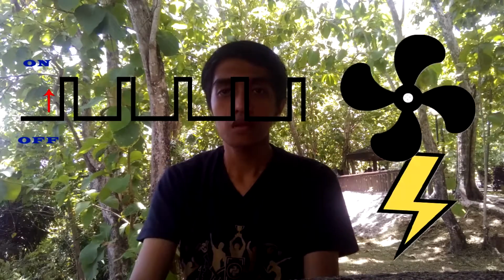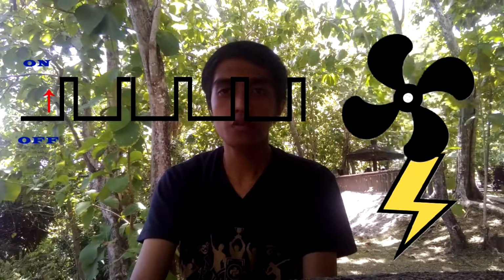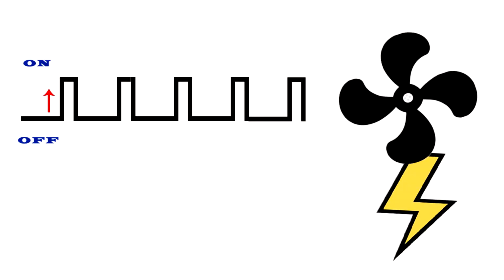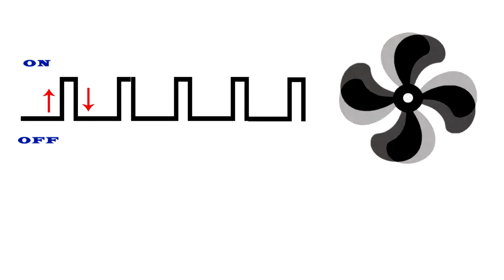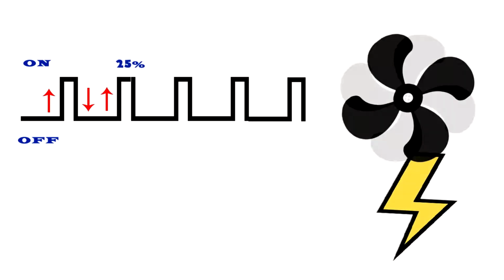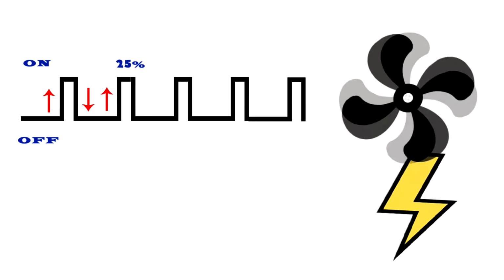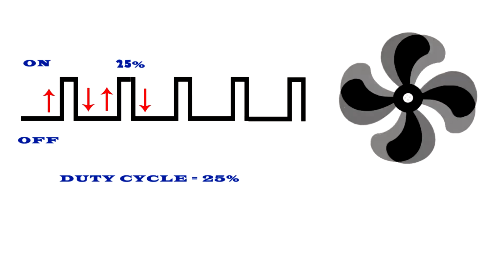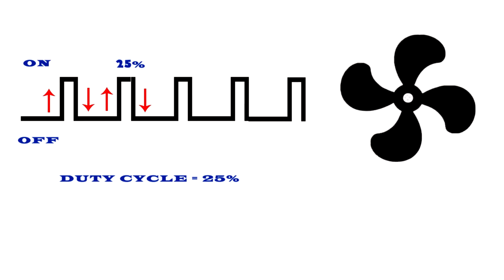So this is how pulse width modulation works. As you can see, when the graph goes up, it will give voltage to the motor that will make it spin. And when it goes down, there is no voltage going to the fan. So if the pulse is driven high 25% of the time, then the duty cycle is 25%. In this case, the fan is only receiving voltage 25% of the time.